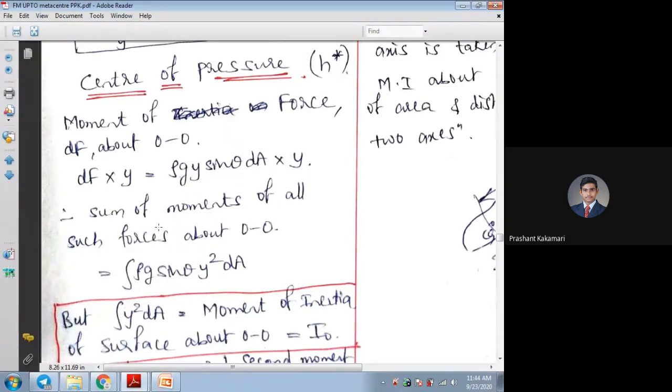Now again, taking the sum of moments of all such forces about O, what will happen here? We are going to multiply by y two times. So rho g y square sin theta.